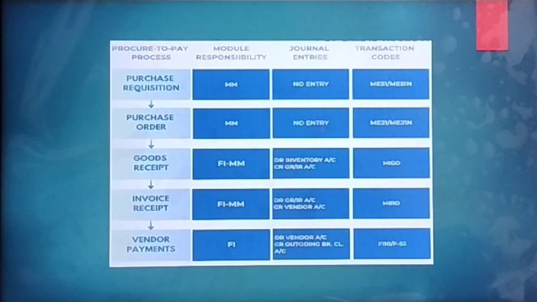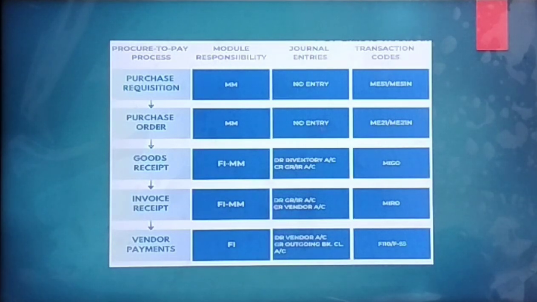And finally the vendor has to be paid by the company. The vendor payment is completely a responsibility of the finance team. Here the vendor account is debited and the outgoing bank clearing account is credited. The T code is F110 or F-53. F-53 is for the clearing account. So your P2P cycle ends with the payment to the vendor.